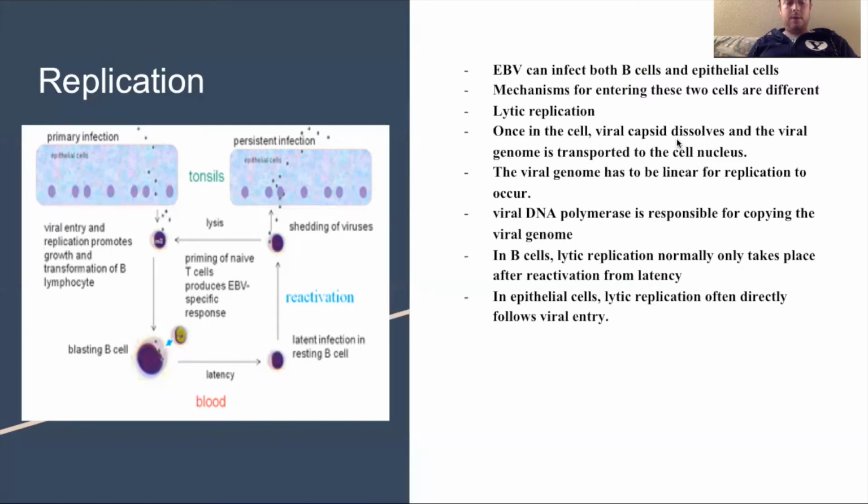The Epstein-Barr virus goes through lytic replication, which means the host cell is burst and releases more of the replicated virus. In order for the genome to be replicated, it has to be linear. Once the genome is linear, viral DNA polymerase can get to work on replicating the DNA. This is different than some other viruses because the virus usually uses the cell's polymerase instead of its own.